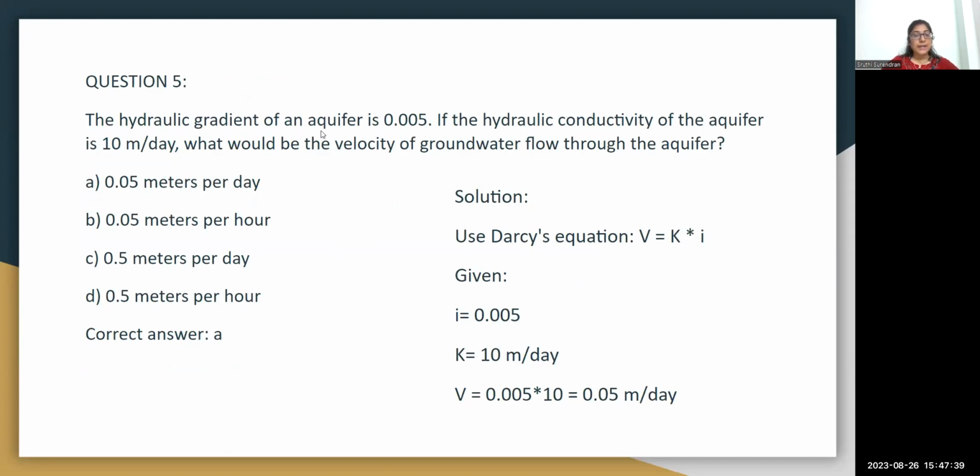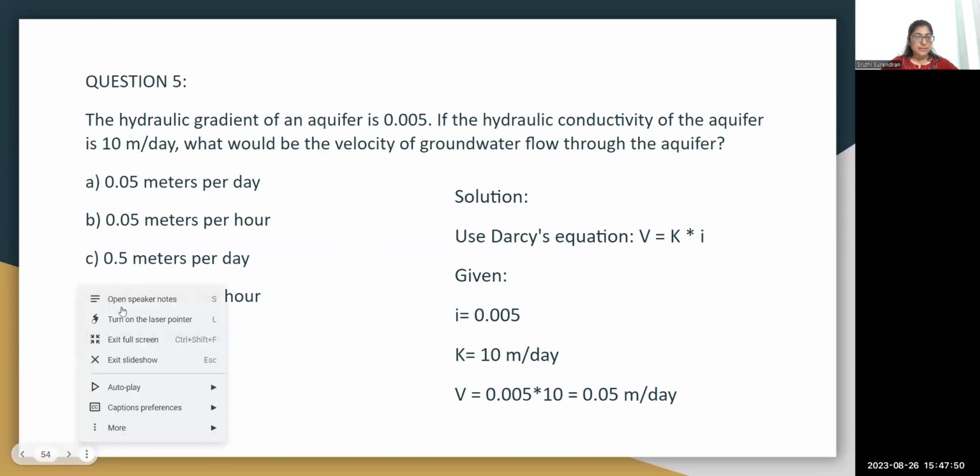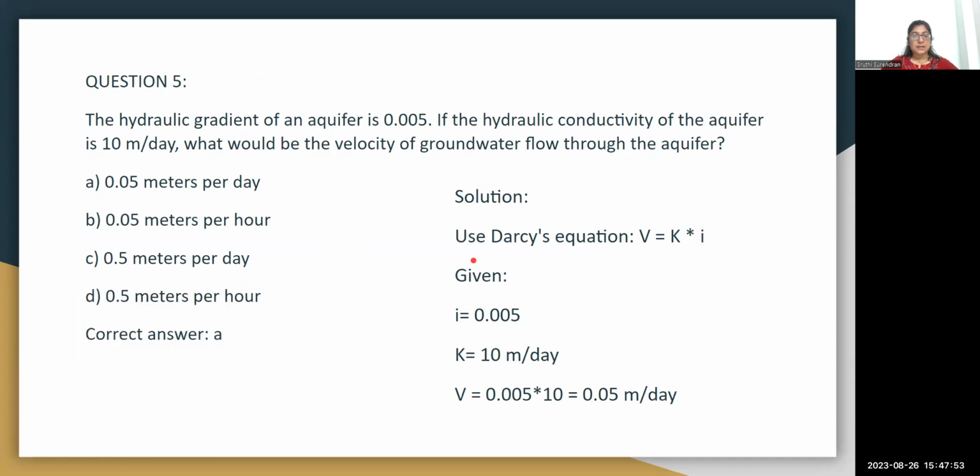Here the hydraulic gradient of an aquifer is given. If the hydraulic conductivity of the aquifer is 10 meter per day, what is going to be the velocity of groundwater flow through the aquifer? According to Darcy's equation, the velocity of groundwater flow through an aquifer is given by the product of its hydraulic conductivity and hydraulic gradient. Hydraulic gradient is given as 0.005. So multiplying that with K, 10 meter per day, will give us 0.05 meter per day.